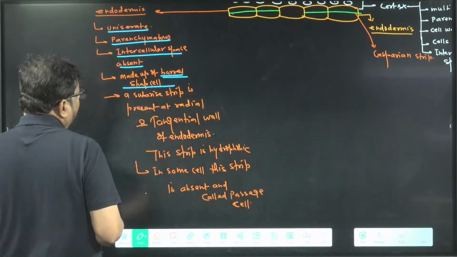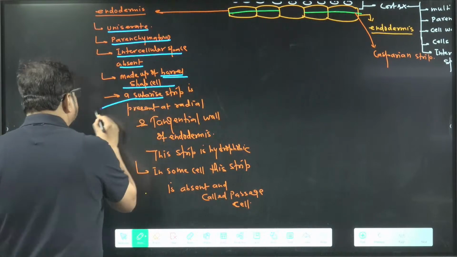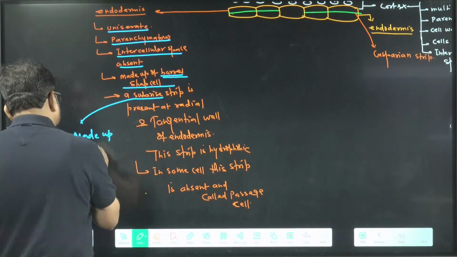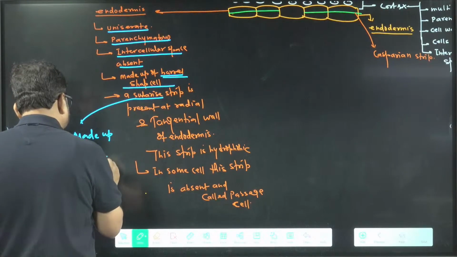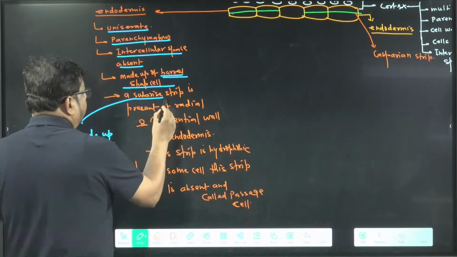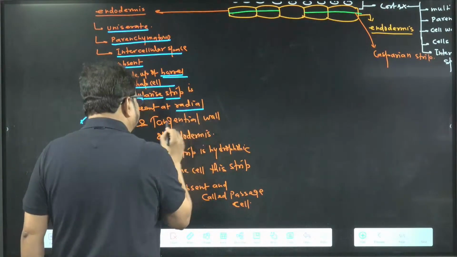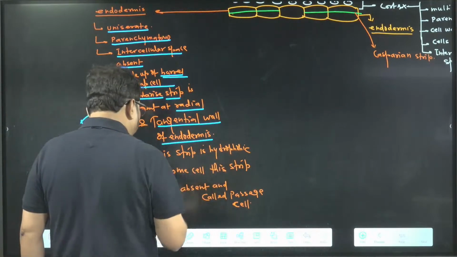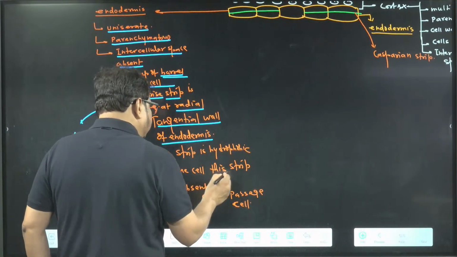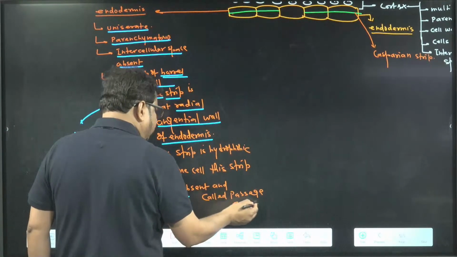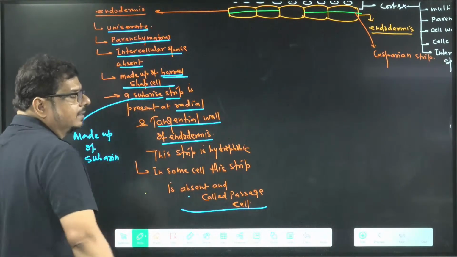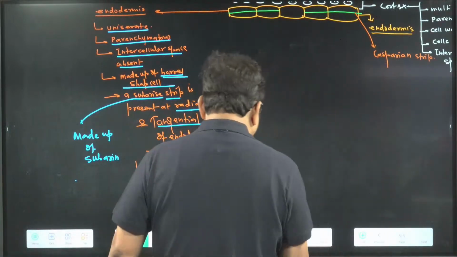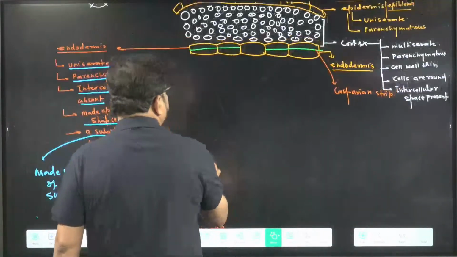And what I wrote, suberized. Suberized means made up of suberin. So the strip is present at the radial wall and tangential wall of endodermis. And this strip is hydrophobic. In some cells, this strip is absent and those cells are called which one? Passage cell. So this is the information I have written about the endodermal layer.